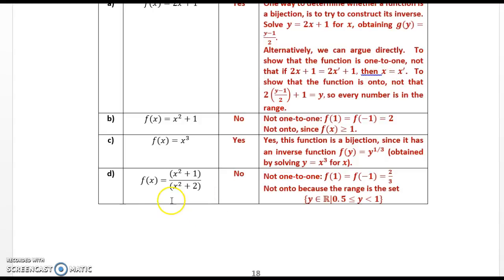f of x equal x squared plus 1 over the quantity x squared plus 2. No, not one-to-one, because f of 1 is equal to f of minus 1 is equal to 2/3. Not onto, because the range is the set of y, an element of R, where y is between 0.5 and 1. And that concludes our lecture.